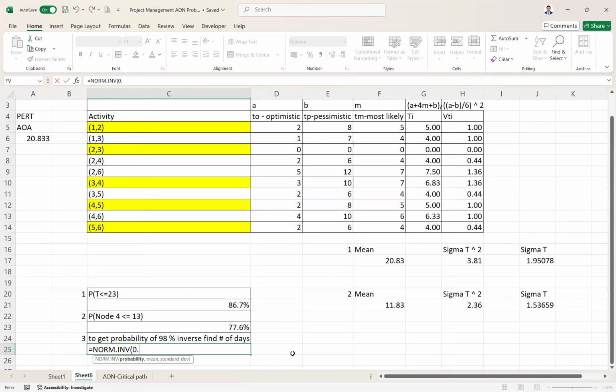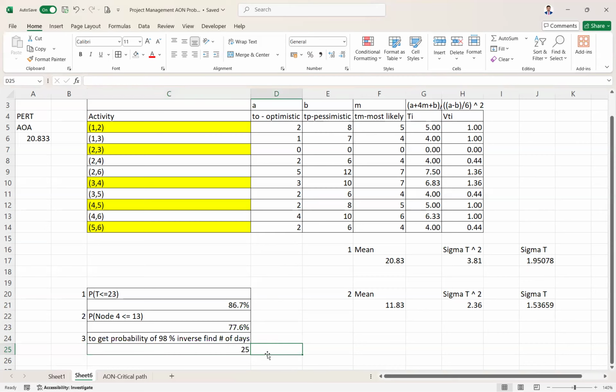Probability is 0.98. So what is the mean? What is the mean in this case? They are asking 98% probability for what? For the entire project. So this value becomes the mean, and this becomes your standard deviation. 24.8, which is 25 days, because there is no point in fractional days. So 25 days is the number of days. You can round off while presenting. So 25 days is the time required to finish the entire project with the probability of 98%.